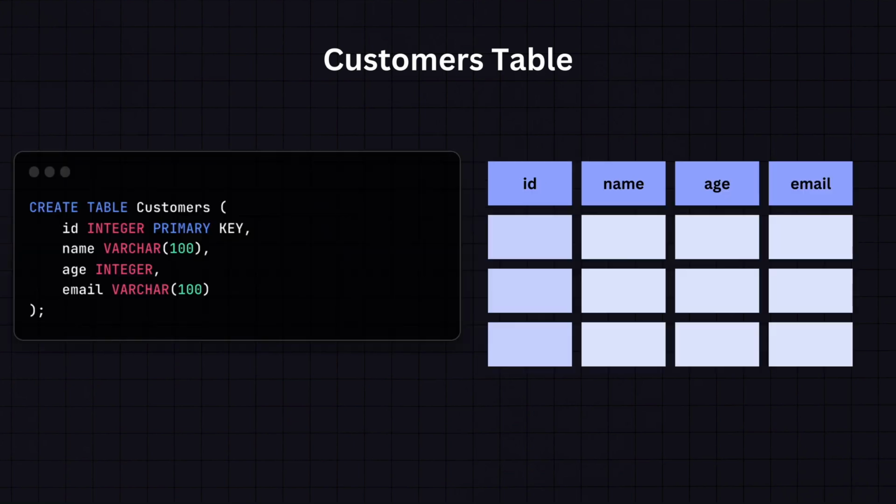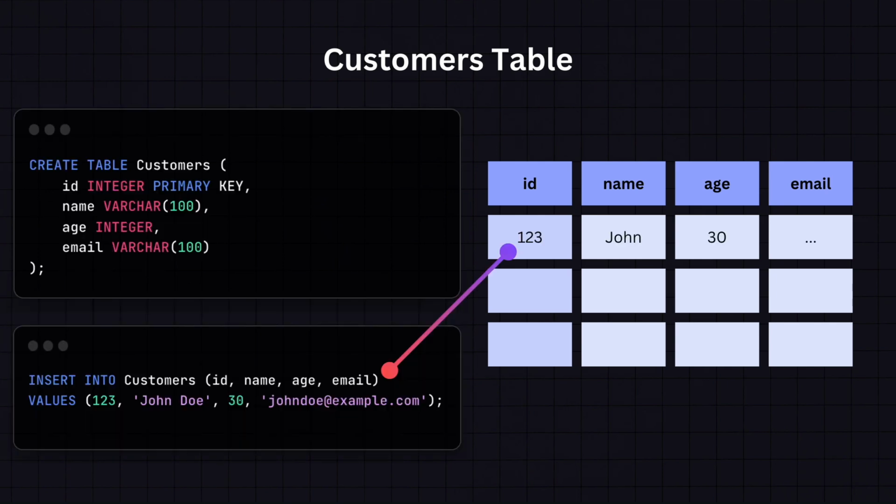Each column in a table is required to have a specific data type. For example, ID will be an integer, the name is varchar with a length of 100, the age is also an integer, and the email can also be a varchar of a certain length. And each row in a table represents a single record. For example, this query will insert one row in our database table.